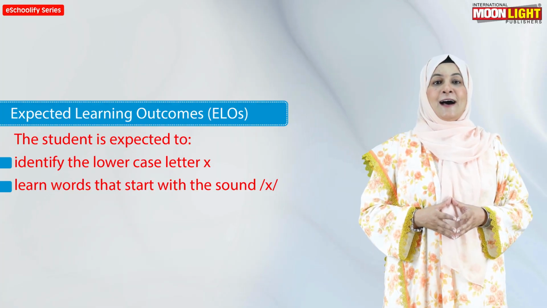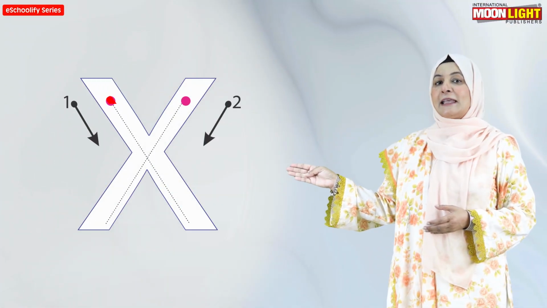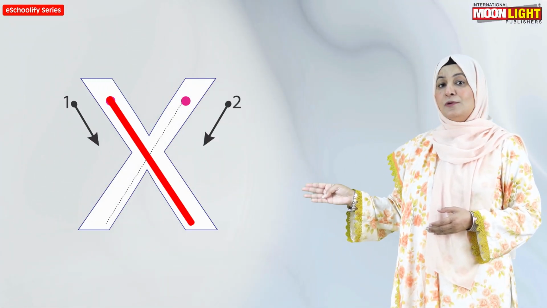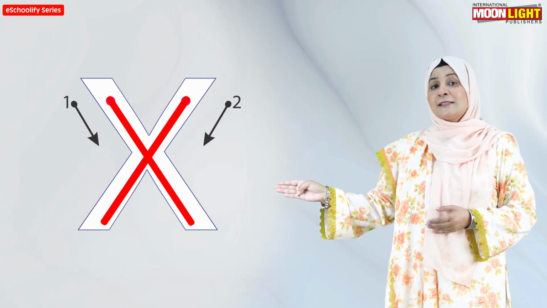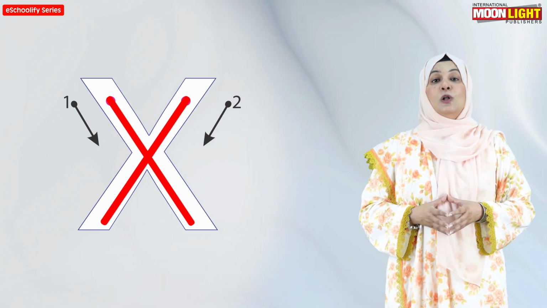So, let's start. Start from the second line, come slant down, make another slant line, it will cross. It will make the lowercase letter X.